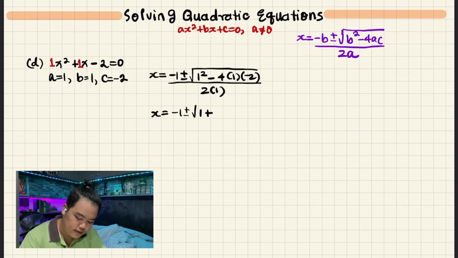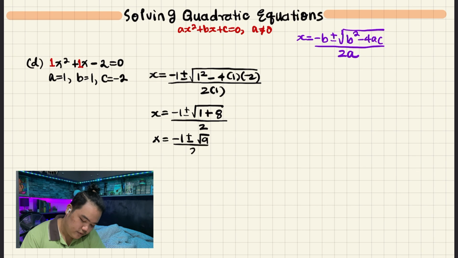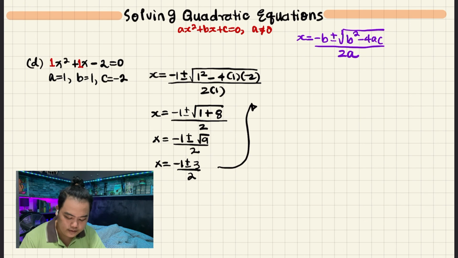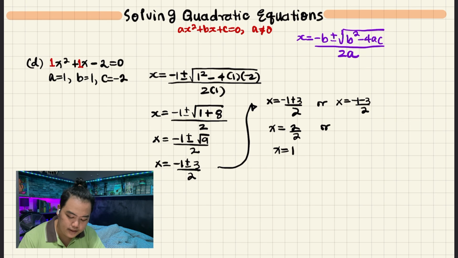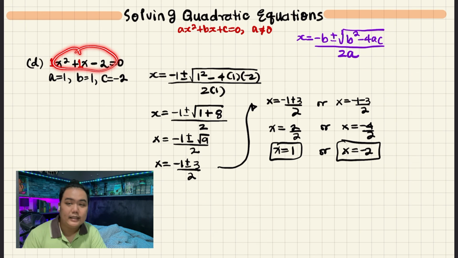Multiply this, I think it's 8. Okay, tama, 8. So you get x equal to negative 1 plus minus square root of 9 over 2. So x is equal to negative 1 plus minus 3 over 2. Anong lalabas? So paghiwalayin na natin na negative 1 plus 3 over 2 or negative 1 minus 3 over 2. So x is 2 over 2 or 1. Isa-isa naman, negative 4 over 2. So, x is negative 2.